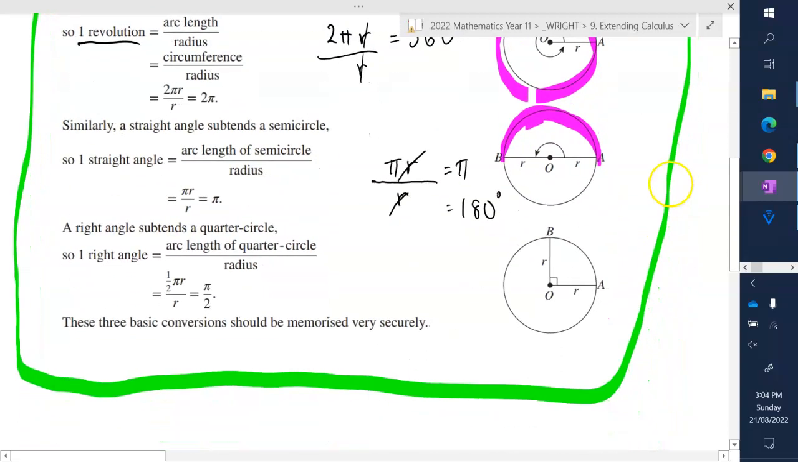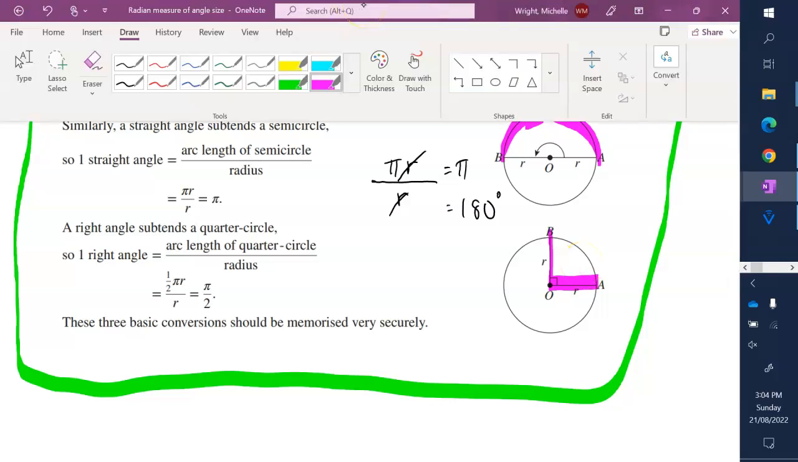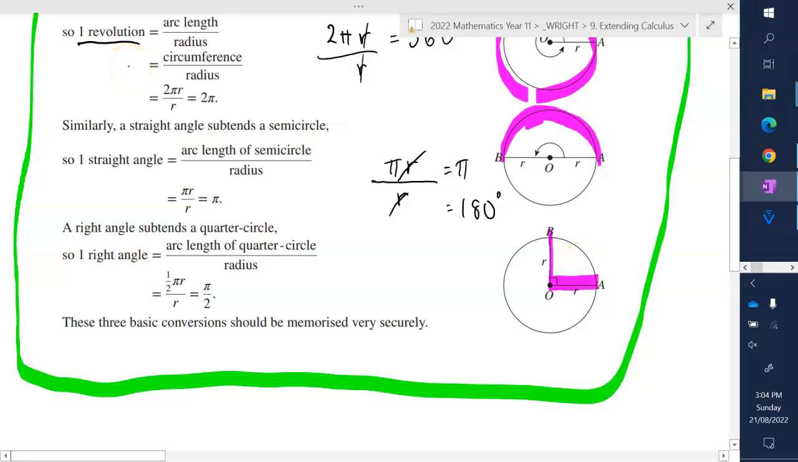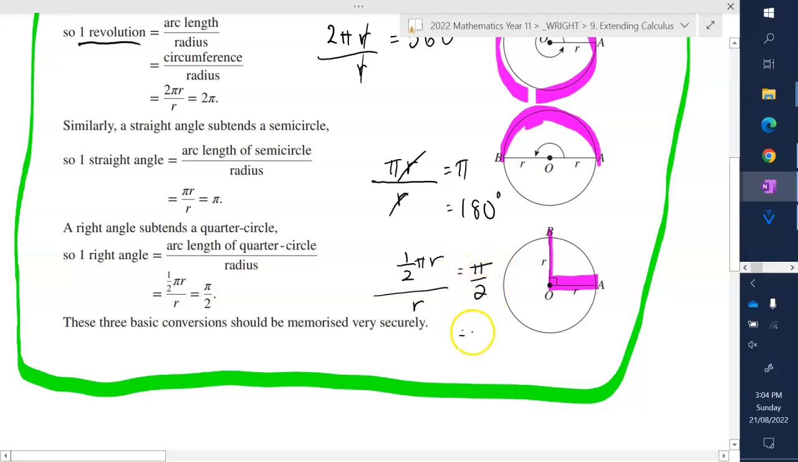Now, imagine we were in a quarter of a circle now, so we're at 90 degrees. So let's think about what that is in terms of the circumference. So if we again had 2 pi r for a whole circle, pi r for half a circle, for a quarter of a circle, we've got half pi r as the whole distance around. If we divided that by r, we get half of pi, or just pi on 2, and that's equal to 90 degrees. So that's where the conversions come from.